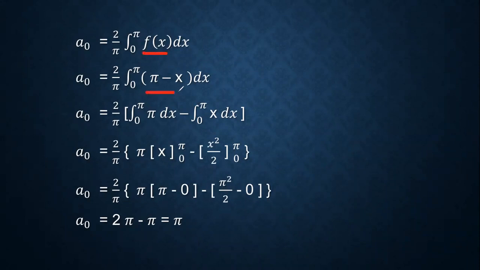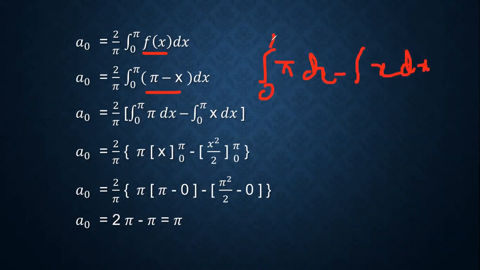What is f of x? Pi minus x. Now what do we have to do? We have to divide this integration: integration pi dx minus integration x dx, and we'll have the limits for these. So don't forget the limits. I have just mentioned how we are going to divide this integration into pi and x.